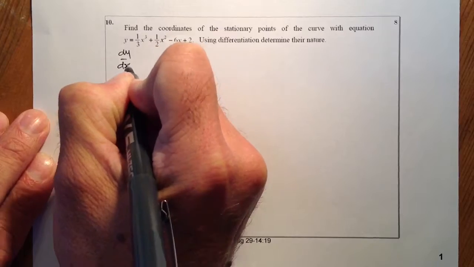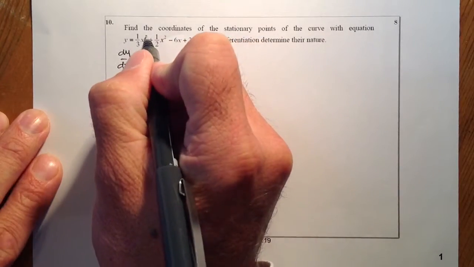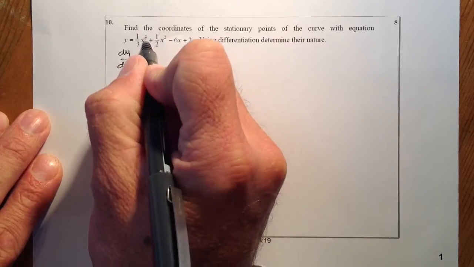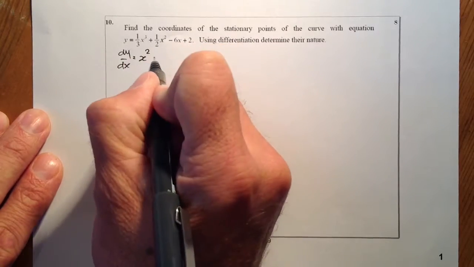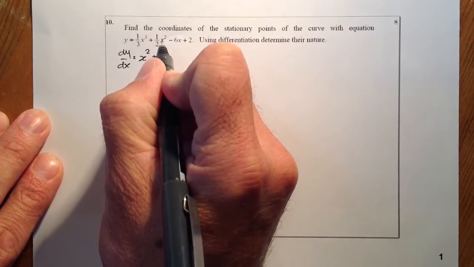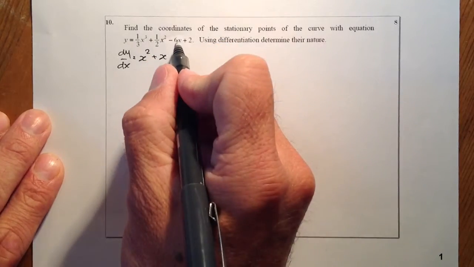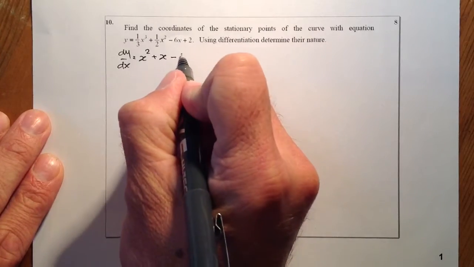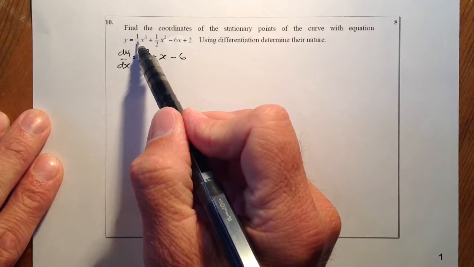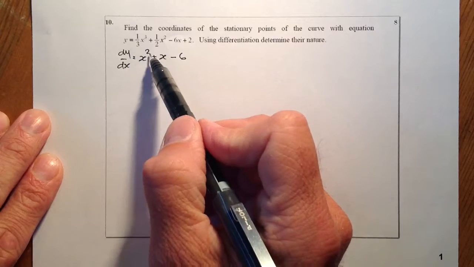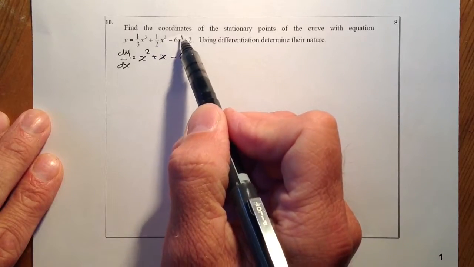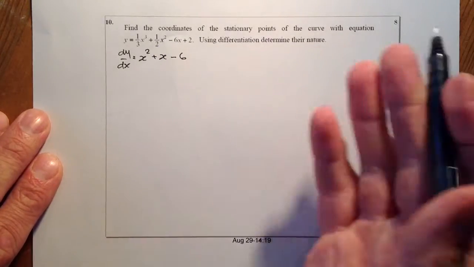So dy by dx is going to be equal to, so 3 times a third is going to be 1, so that's going to give me x squared coming out there. So 2 times a half will give me 1 again, so that'll be just x when I drop the power down, and minus 6x will give me minus 6. Okay, so remember when we're differentiating, 3 times the number at the front and reduce the power by 1. 2 times the half and reduce the power by 1, and similarly along. So the 2 just goes to 0.